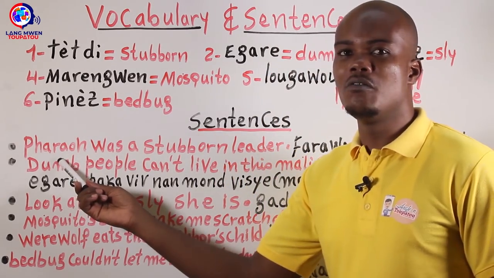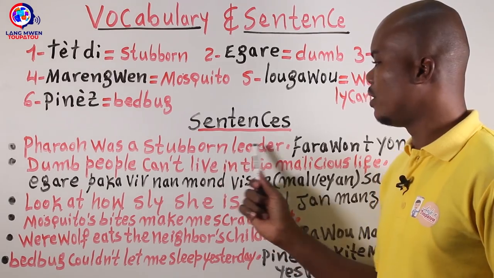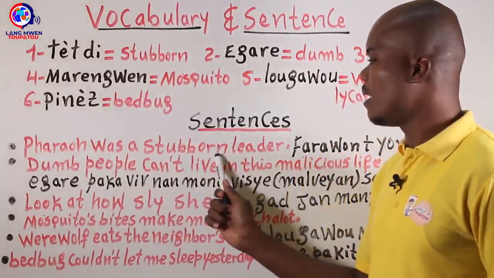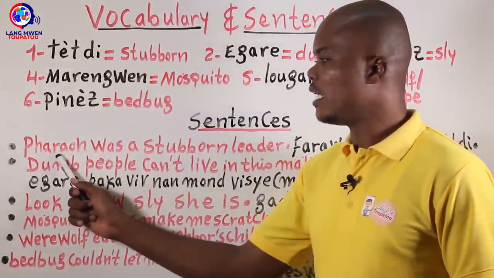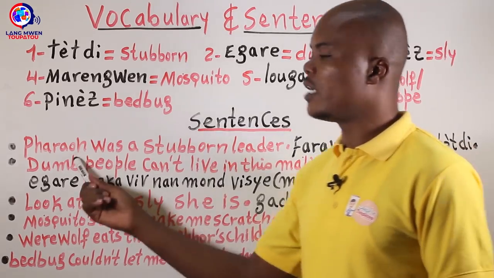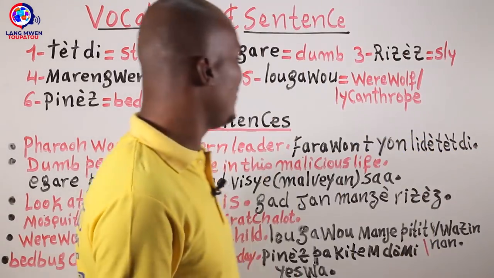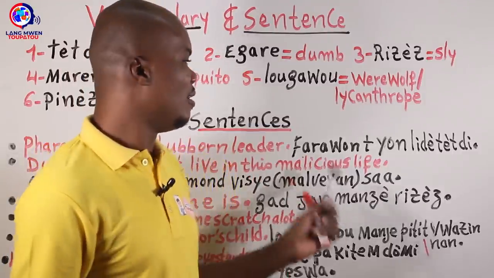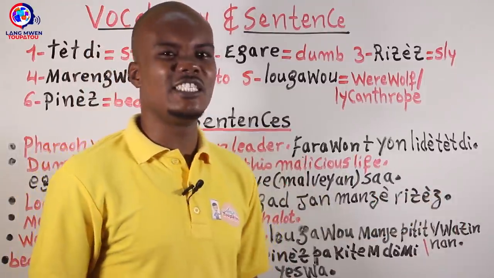Okay. Pharaoh was a stubborn leader. Let me say again. Pharaoh was a stubborn leader. Qui ça me dit là? Pharaoh signifie pharaon. OK? Let me say, Pharaoh was a stubborn leader. On dit pharaon était un leader tête dit.